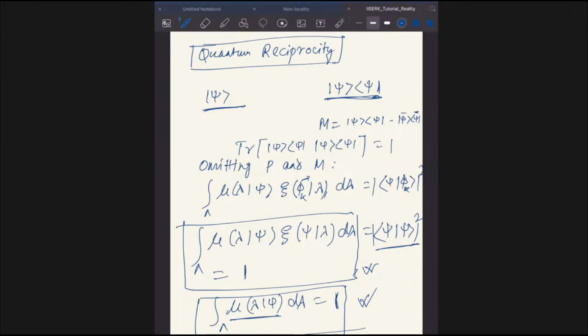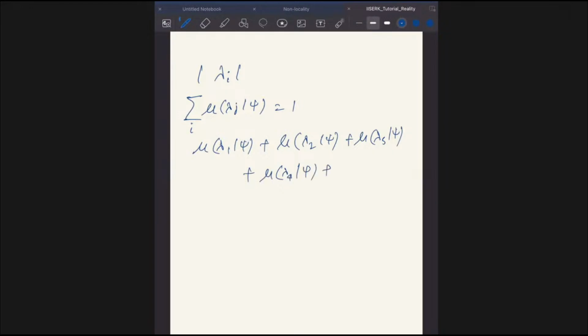So not that. Okay, but look at this equation, the second equation: integral of mu(lambda|psi) d lambda equals 1. That means it is a continuous distribution. Let's say this is a discrete distribution, using summation instead of integration, sum over i equals 1, mu(i|psi). Say there are 5 lambdas in the lambda space. What will this equation be? Mu(lambda 1|psi) plus mu(lambda 2|psi) plus mu(lambda 3|psi) plus mu(lambda 4|psi) plus mu(lambda 5|psi), and it will be equal to 1.